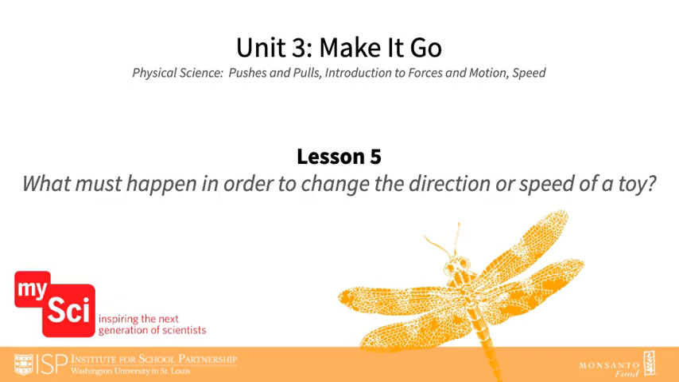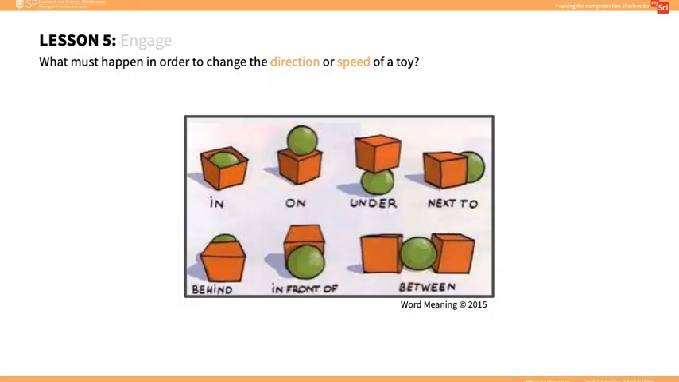Welcome to Lesson 5 of Unit 3, Make It Go. In this lesson, students will work to answer the question, what must happen in order to change the direction or speed of a toy? Students will explain the differences between a push and pull through demonstration, exploration, and illustration. They will figure out that changing the strength or direction of the force on an object changes the object's motion.